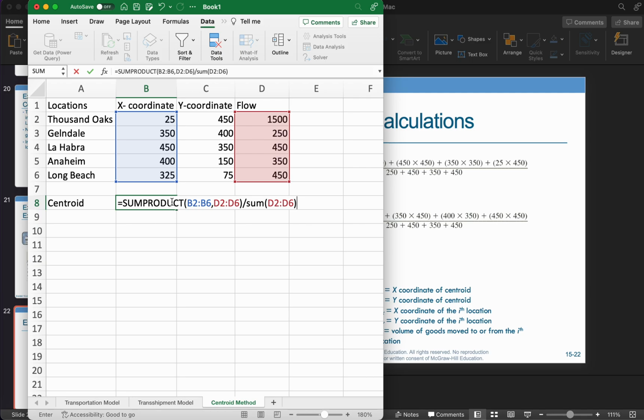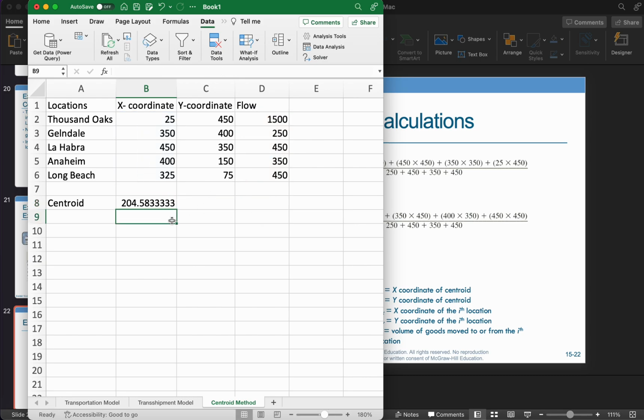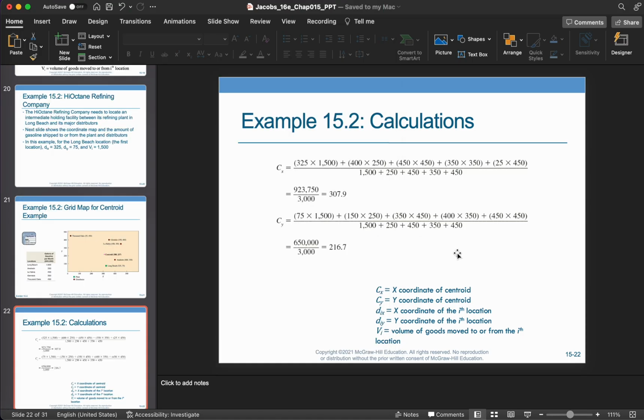Now, I want to write this formula for the x coordinate and then copy it over to the y coordinate. When I do it for the y coordinate, we'll be using the y coordinate values and multiplying them with the flow, but the flow remains the same. So I'm going to change this into absolute references with dollar signs. The same goes for the denominator because the flow remains the same. This way I can find the x coordinate of the centroid, and then the y coordinate of the centroid.